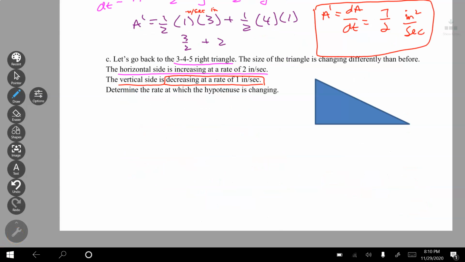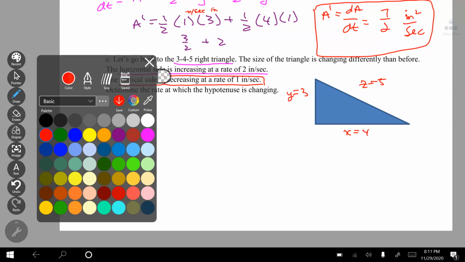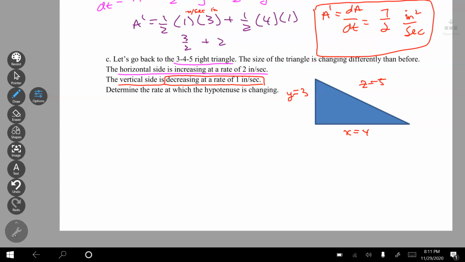So let's do this problem. We're going to go back to our triangle that we had before, that the y side was equal to 3, the x side was equal to 4, the z side was equal to 5, but then I have things that are changing. The horizontal side, x prime, is increasing, that's 2.